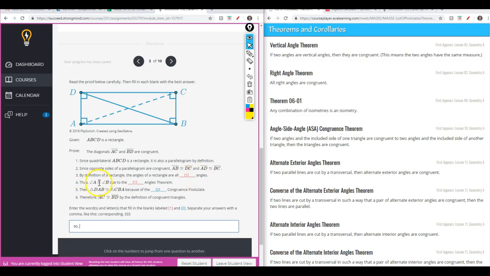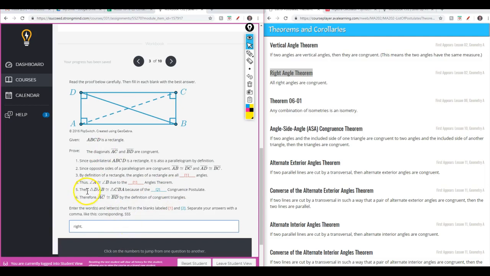Thus, angle A is congruent to angle B due to the, I think this isn't 90 degrees, I think it's right angle theorem, right here, yeah. So, it is 90-degree angles, however, if I double check this, 90 angles doesn't make sense. So it is right, comma space. So it's due to the right angle theorem. All right angles are congruent.